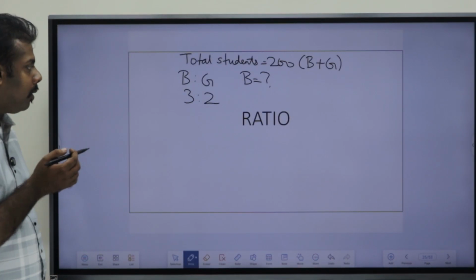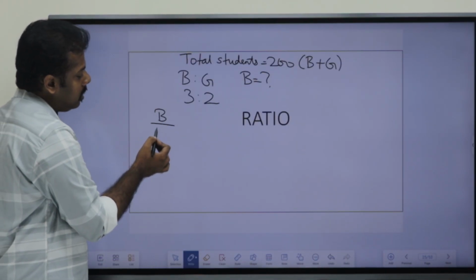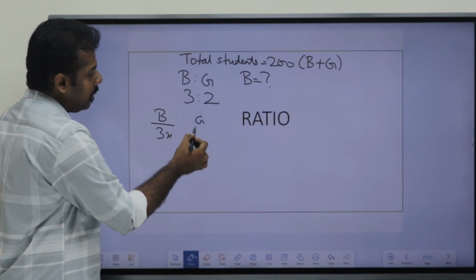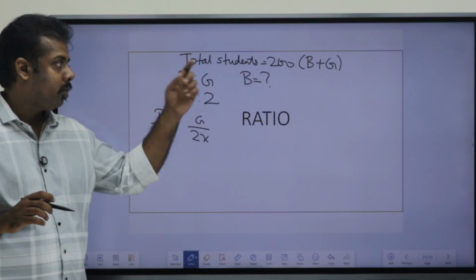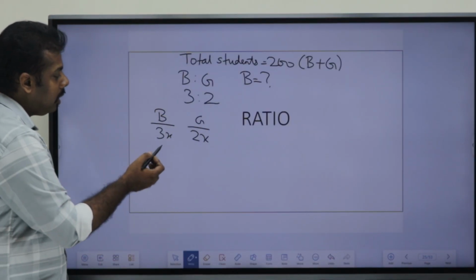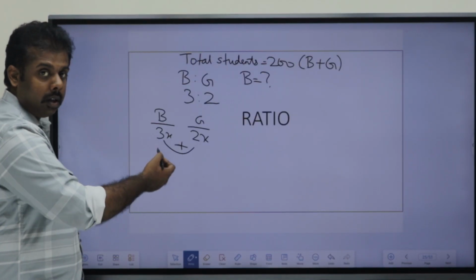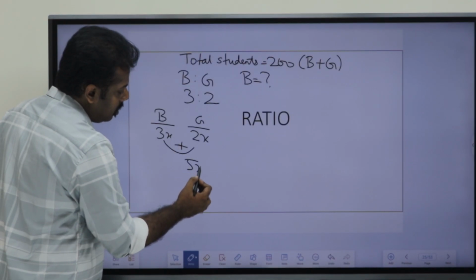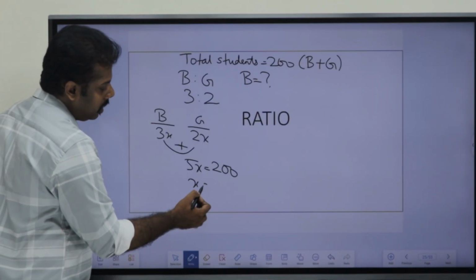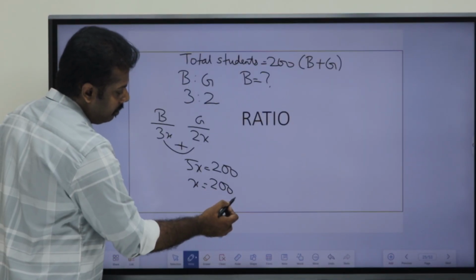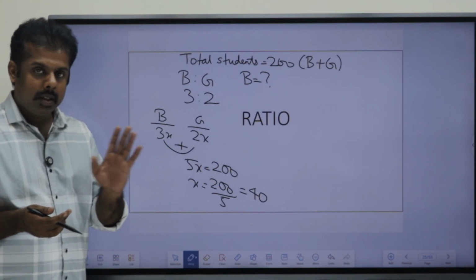We assume that common value as x. So we take the total boys as 3x and the total girls as 2x. We know the sum of these two has to give us 200. So 3x plus 2x has to give us 200. The sum is 5x, so 5x is equivalent to 200. Now the value of x has to be 200 by 5, that is 40. So we have got the value of x as 40.